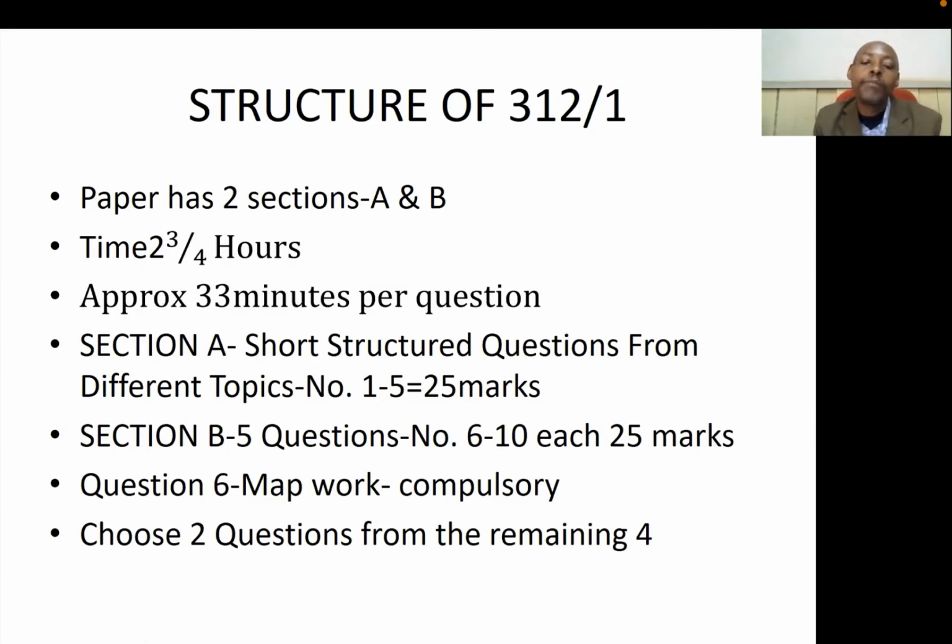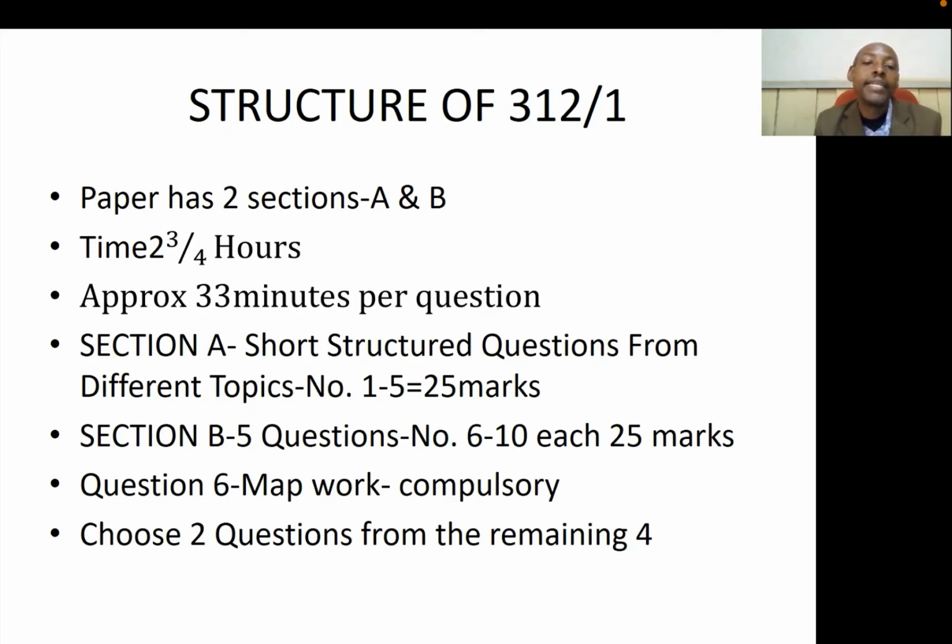312-1. This paper has 2 sections, A and B, and the time allocated to candidates to do the paper is 2 hours and 3/4. That is approximately 33 minutes per question. Section A usually comprises short structured questions from different topics, which has a total of 25 marks. That is question 1 to 5.